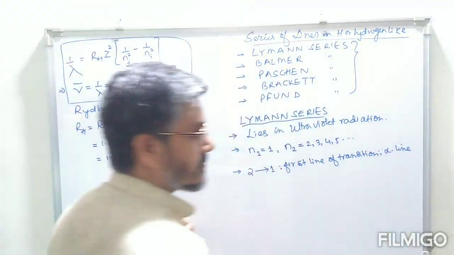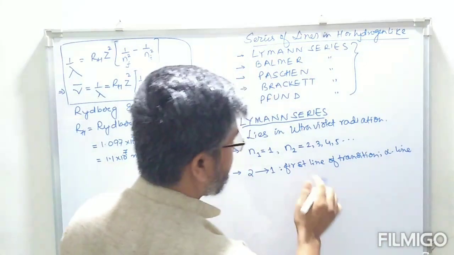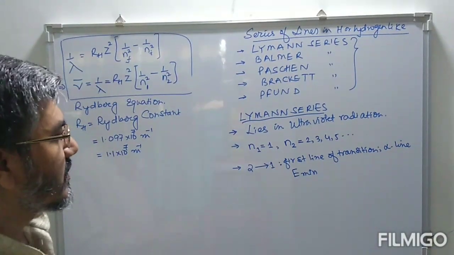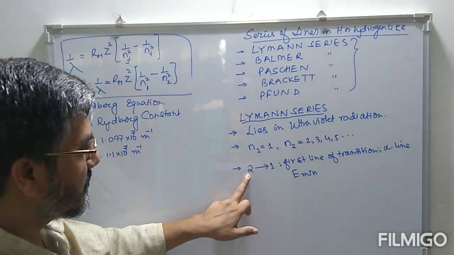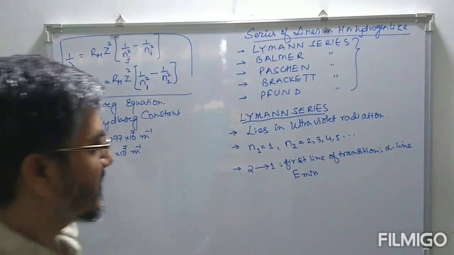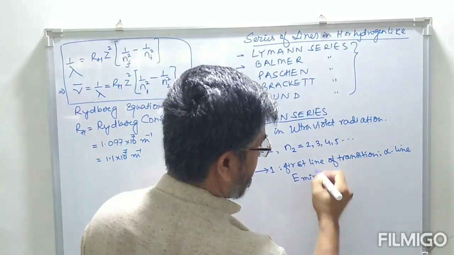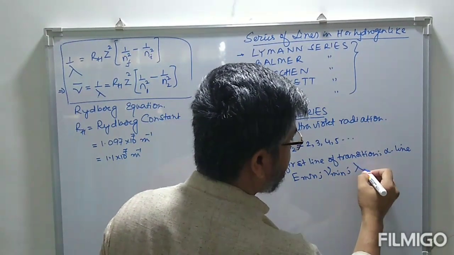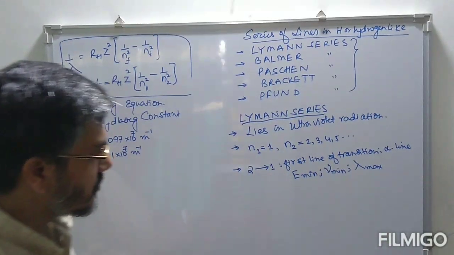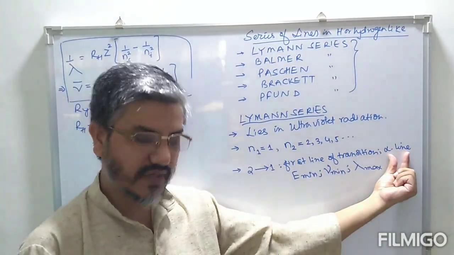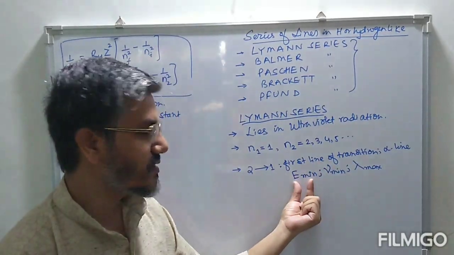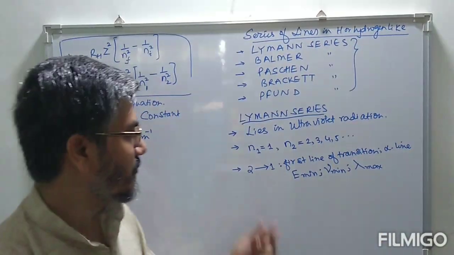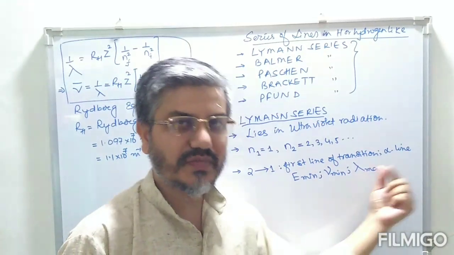alpha line, and this alpha line is the line which corresponds to minimum energy transition. Energy transition will be minimum if the electron is coming from 2 to 1 in Lyman series. If energy is minimum, then the frequency of transition will also be minimum. If frequency is minimum, then the wavelength will be maximum. So the first line of transition is also known as alpha line, minimum energy transition, minimum frequency transition, and maximum wavelength transition.